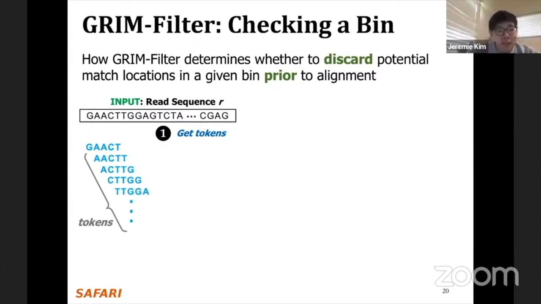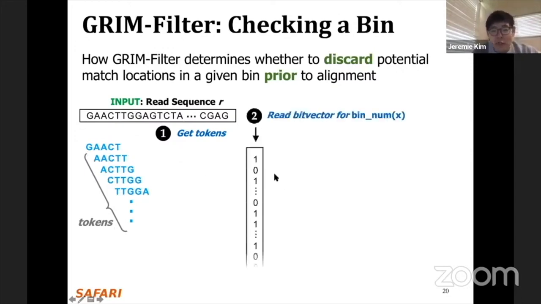And if you think about it, more occurrences of tokens that are shared between a read and a bin indicate higher likelihood of that read existing within the bin, or that read matching well within the bin. So if there's an error here, maybe a couple of these tokens will be missing, but if everything else is there, then for the most part, you'll have a high number of token matches.